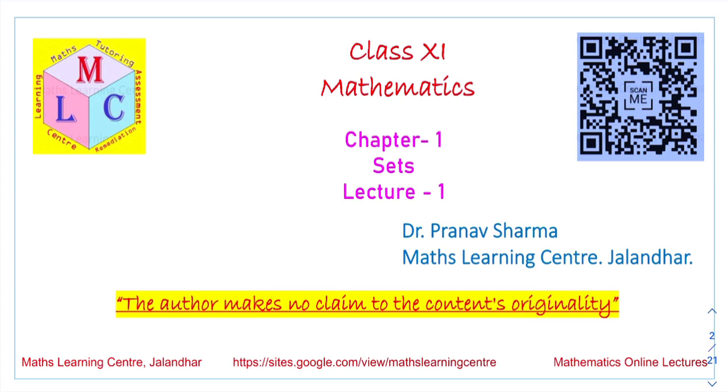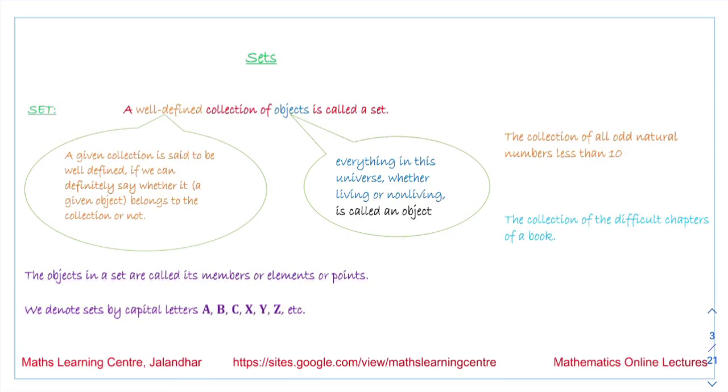We are going to start now the first chapter of class 11th mathematics, sets. So we start this chapter with the definition of a set. A set is a well-defined collection of objects. There are two terms over here: one is the term objects, and the second term is well-defined.